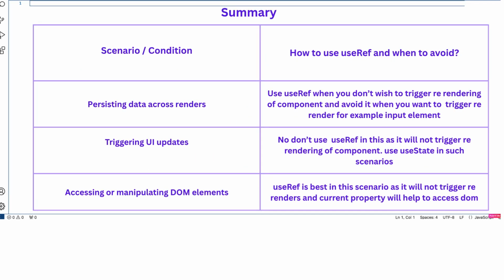Now, let's summarize useRef hook on the basis of what we have learned so far. Let's see in which scenarios useRef would be useful and in which it won't be. For persisting data across renders, use useRef when you don't wish to trigger re-rendering of the component and avoid it when you want to trigger re-render, for example input element. Next scenario is triggering UI updates. No, don't use useRef in this, as it will not trigger re-rendering of the component. Use useState in such scenarios. Third scenario is accessing or manipulating DOM elements. useRef is best in this scenario as it will not trigger re-renders and current property will help to access DOM.